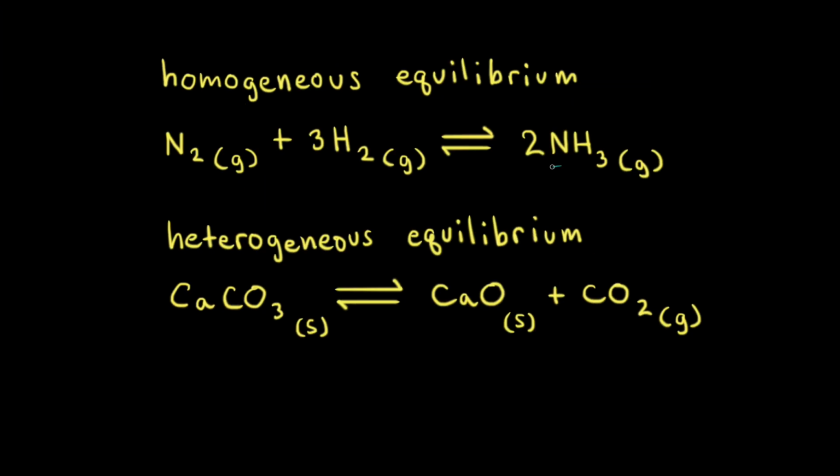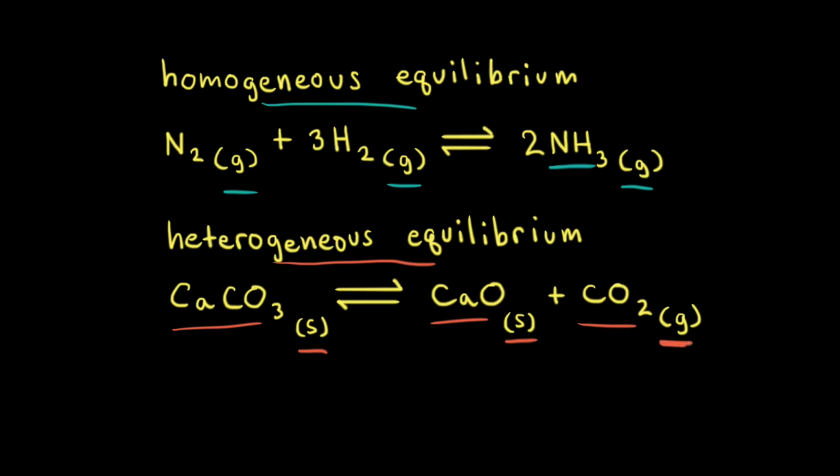For the synthesis of ammonia, everything was in the gaseous state, and when all substances, reactants and products, are in the same phase, we call this a homogeneous equilibrium. When the substances are in different phases, we call it a heterogeneous equilibrium. For example, in the decomposition of calcium carbonate to turn into calcium oxide and carbon dioxide, calcium carbonate is a solid and calcium oxide is a solid, but carbon dioxide is a gas, so we have substances in different phases.